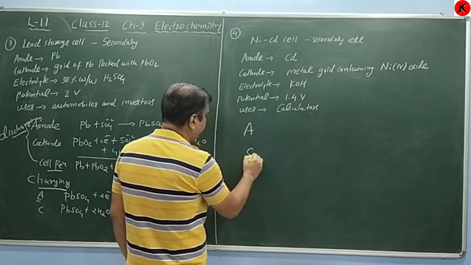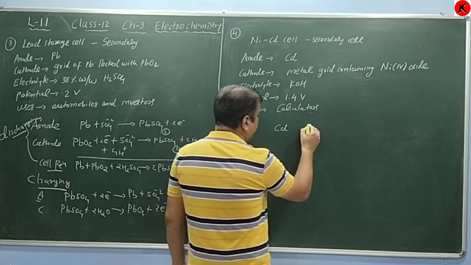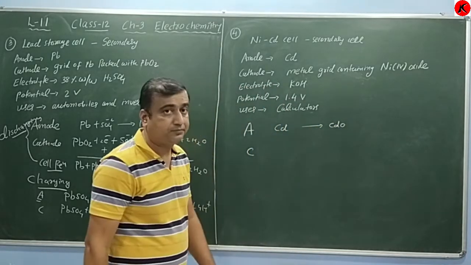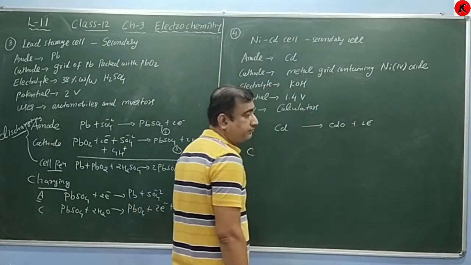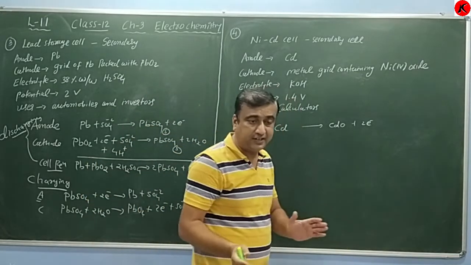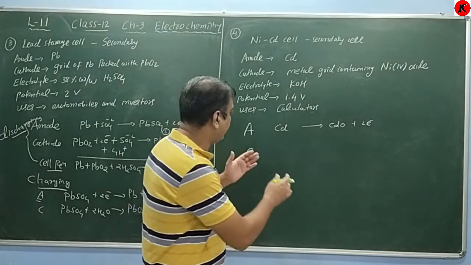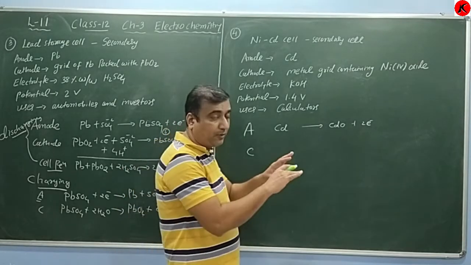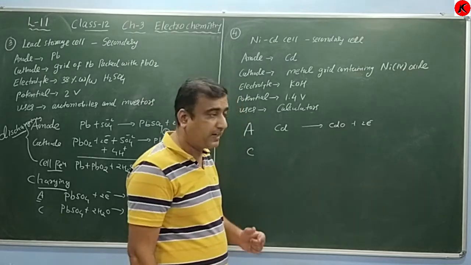Now at the anode and cathode. At the anode, Cd is converted to CdO plus 2 electrons. Otherwise, we can directly write the general reaction, because in a textbook the anode and cathode reactions are not given separately, because the anode and cathode reactions are complicated.